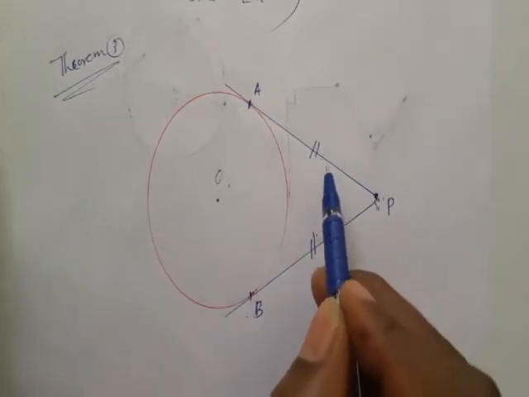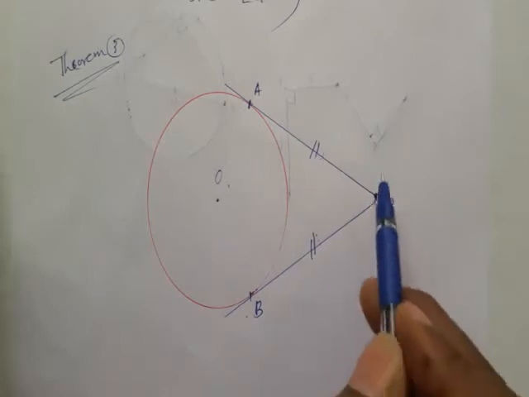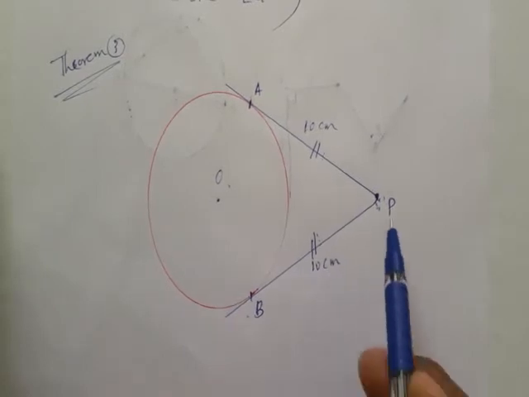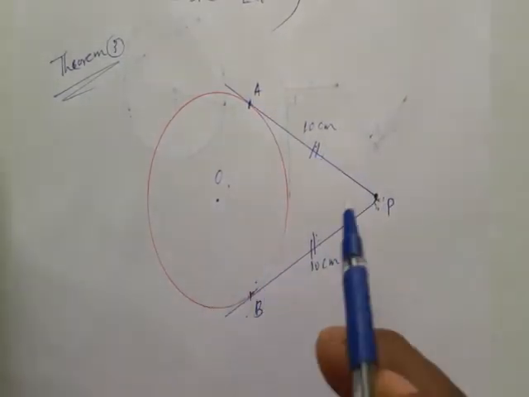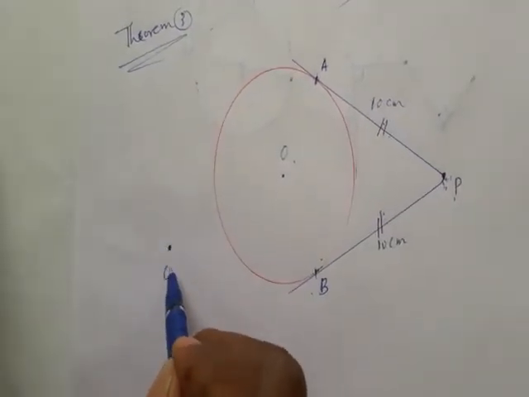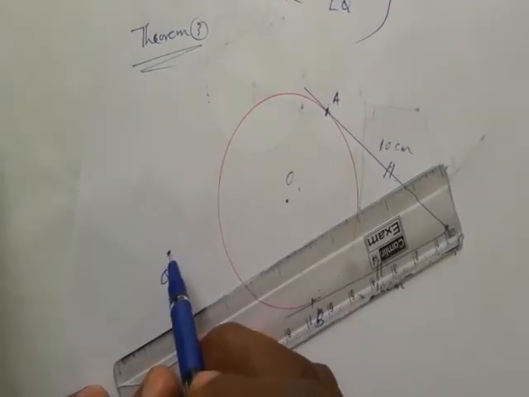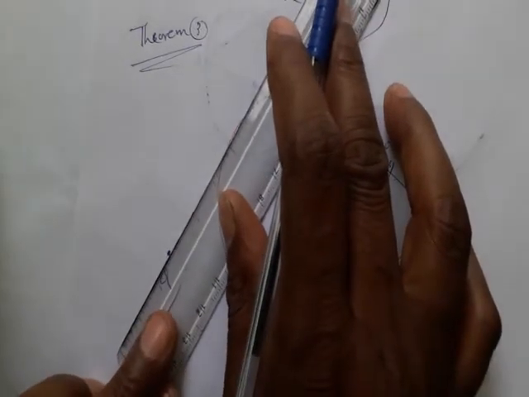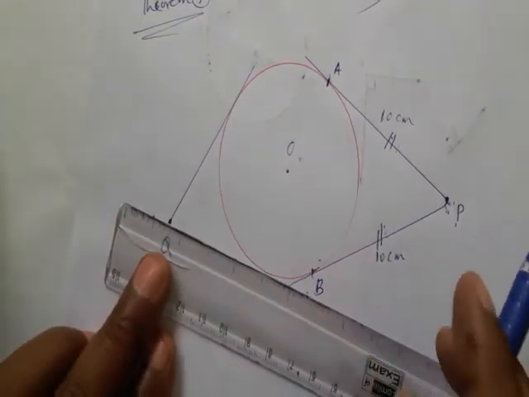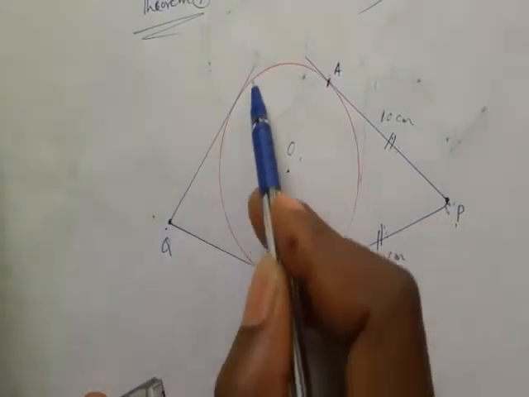From an external point, 2 tangents can be drawn. That we know. After drawing 2 tangents, those 2 are always equal in length. PA, if suppose it is 10 centimeters, PB is also 10 centimeters. How come? Because both the tangents PA and PB are drawn from point P. Suppose you take a point Q. Q is what? An external point. Make sure that Q is an external point. From Q, how many tangents can be drawn? 2. This side 1 and this side 1. From all external points, 2 tangents can be drawn.